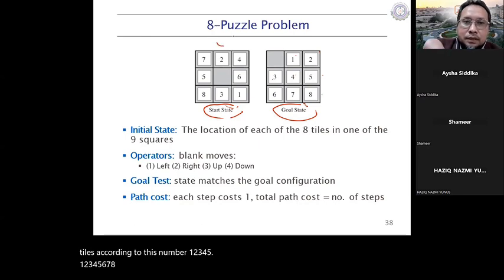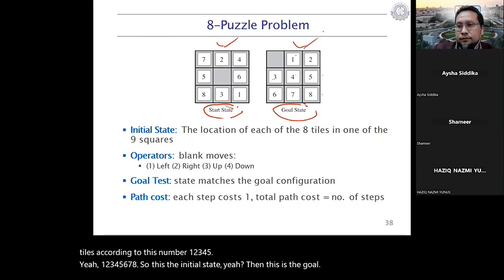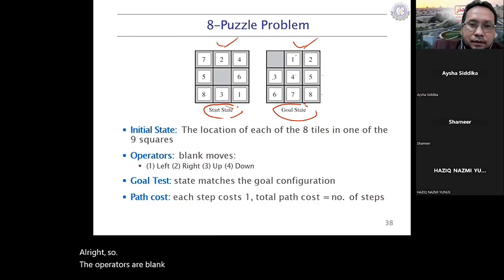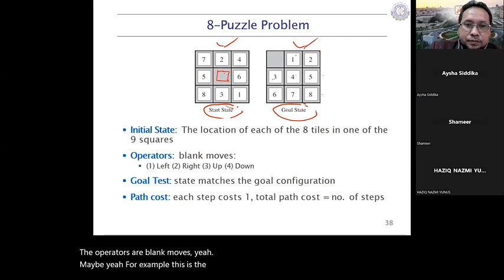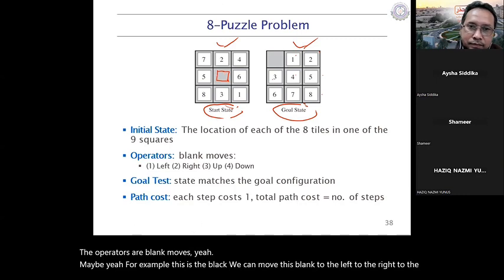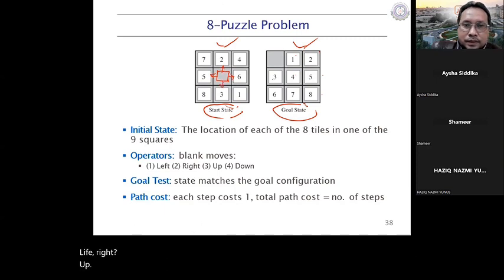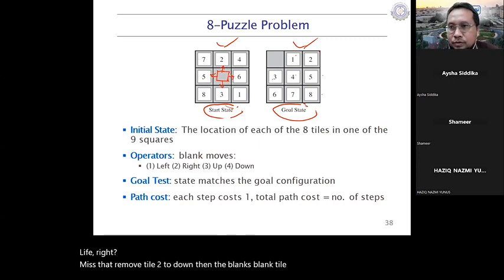So this is the initial state. Then this is the goal, right? The operators are the blank moves. For example, this is the blank. We can move this blank to the left, to the right, up, and down. Moving tile number 2 down means the blank tile will move up. That is the way to move the blank tile.